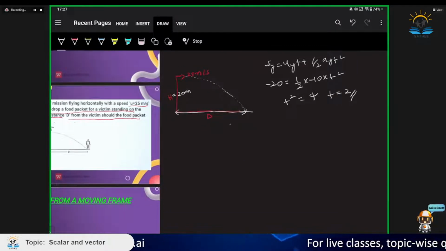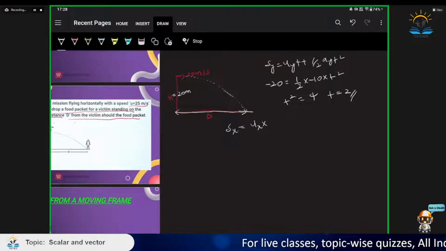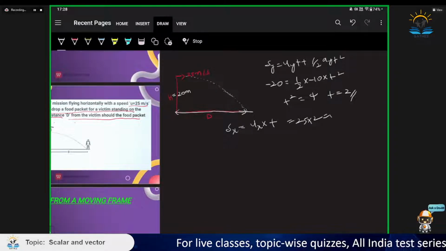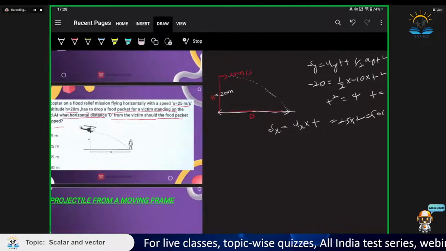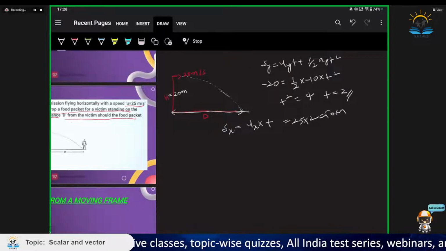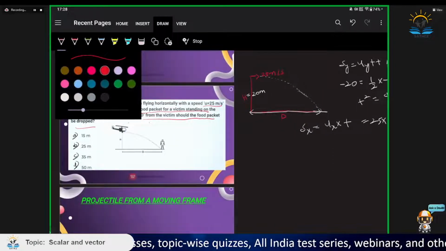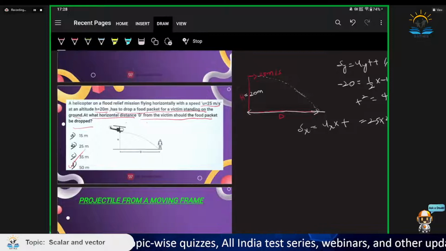And for Sx, how much? Ux into t, that is 25 into 2, that is 50. 50 meter will be the correct option. This is a very simple question. 50 meter will be the correct option.